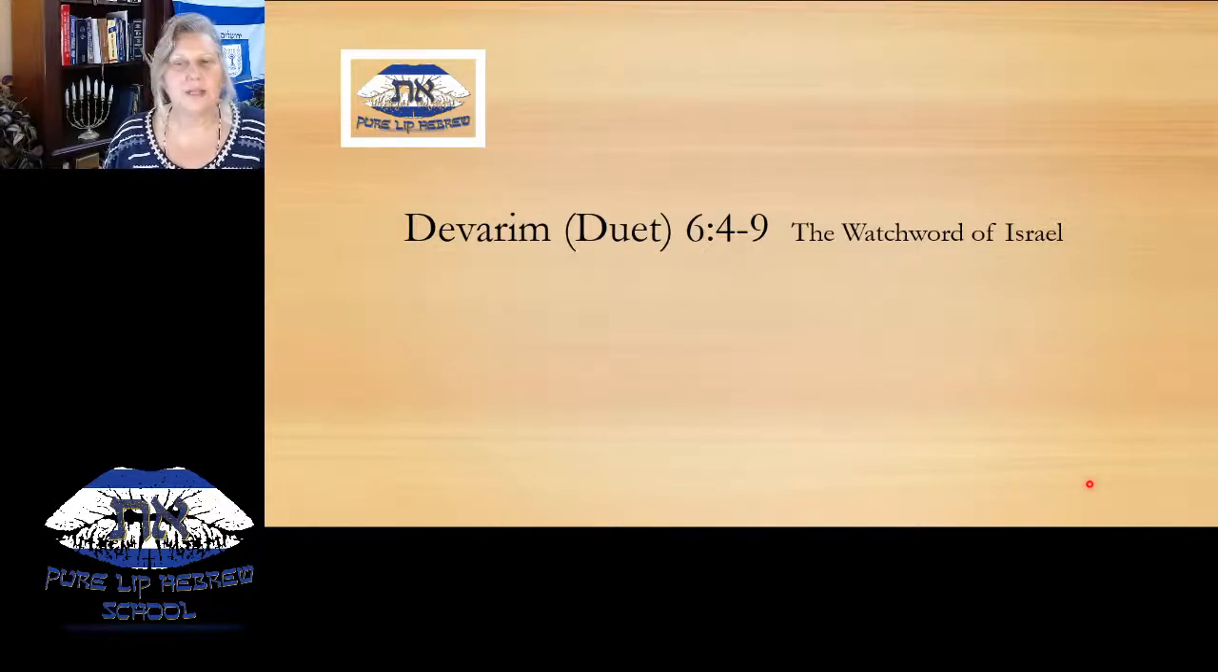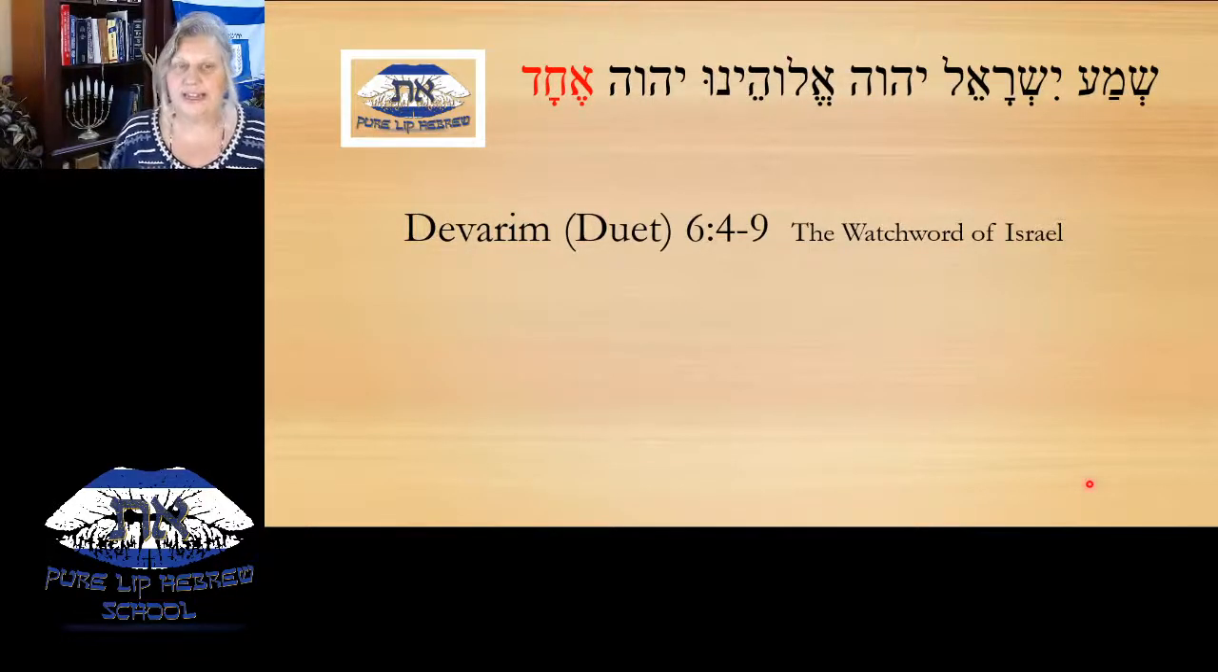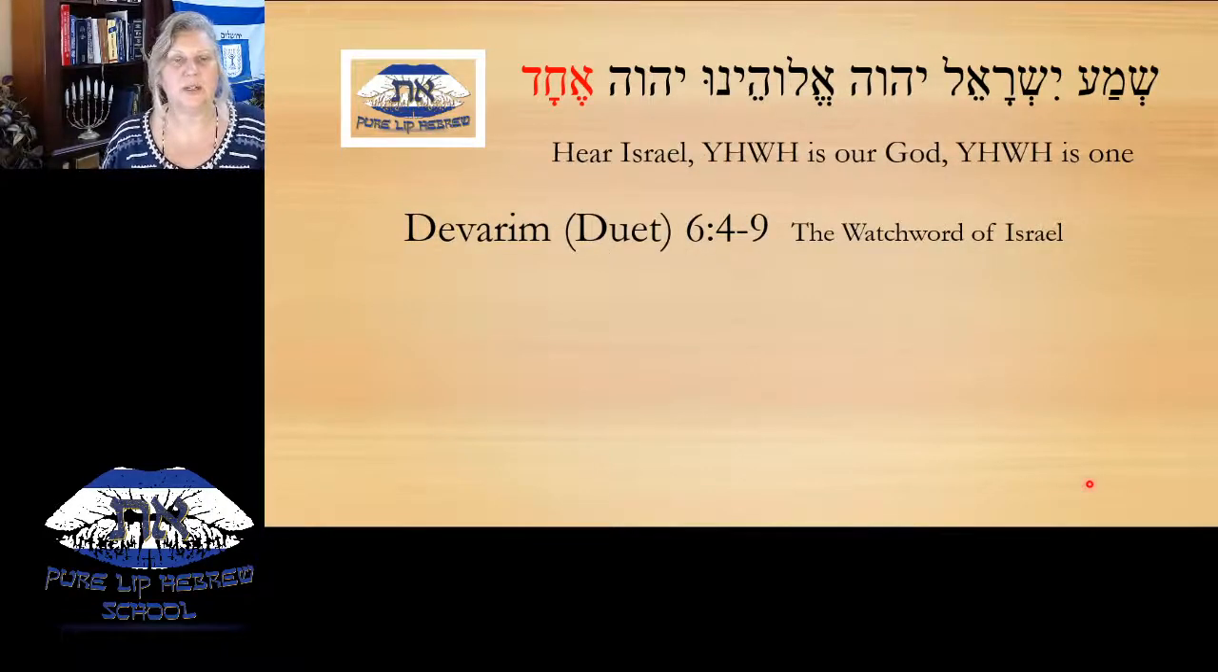Hebrew allows us some practice to become better at being intimate. The watchword of Israel from Deuteronomy or Devarim 6:4-9. It says, Shema Yisrael, Yod Hewalhe Eloheinu, Yod Hewalhe Echad. Hear Israel, Yod Hewalhe is our God. Yod Hewalhe is one. The mighty one of Israel is one.